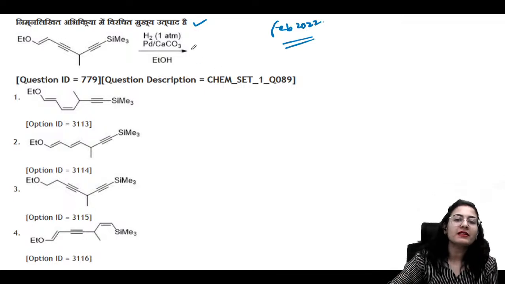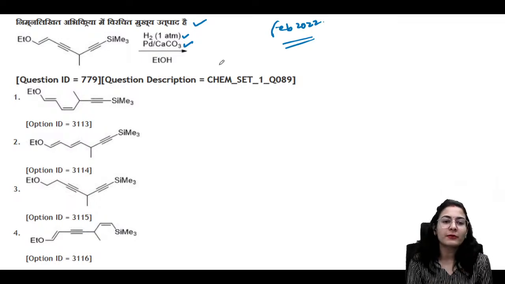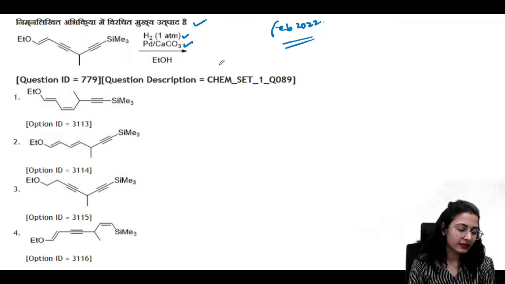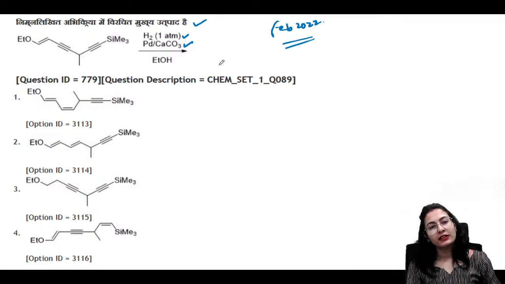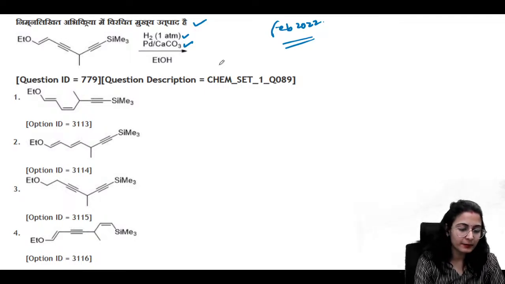All right. Now this is an easy question. You have just one atmosphere of hydrogen, palladium, and what is this CaCO3? What is the role of this calcium carbonate, guys? Anybody? What do we call this catalyst, where there is also a catalyst poison?